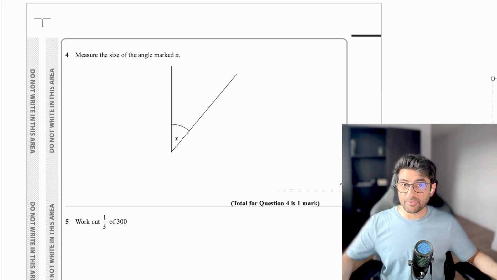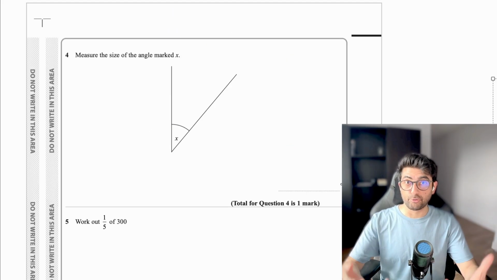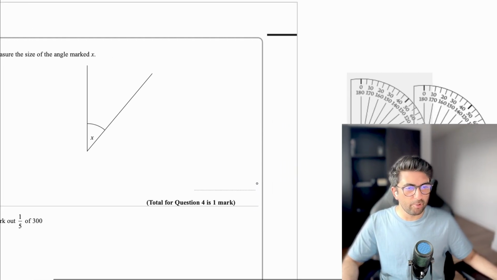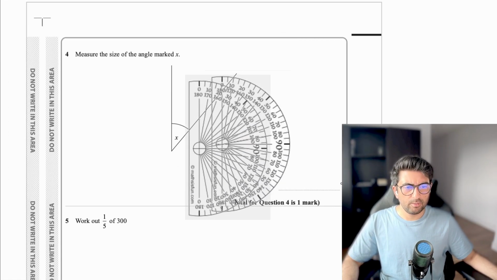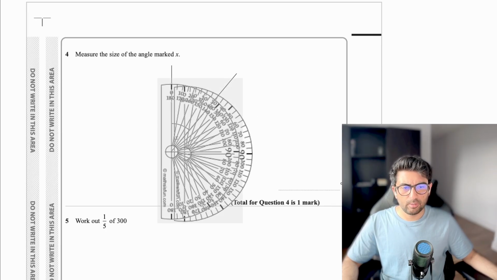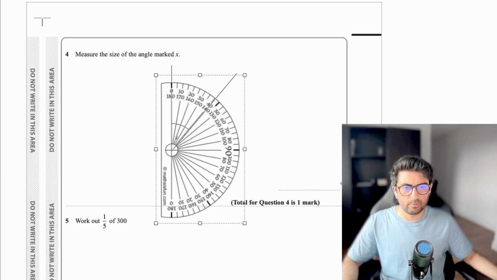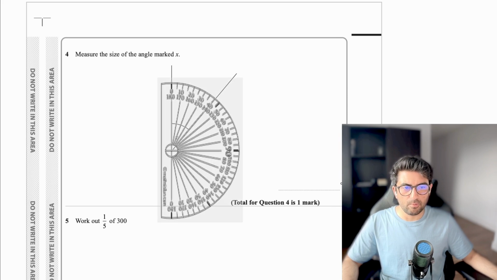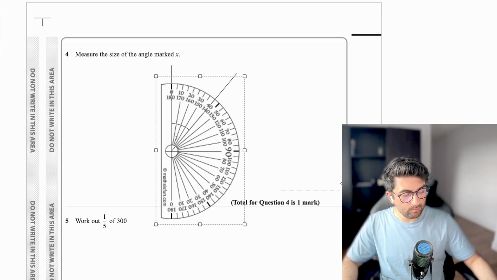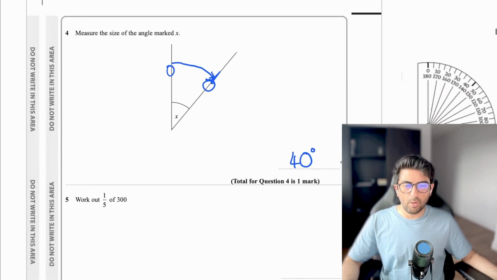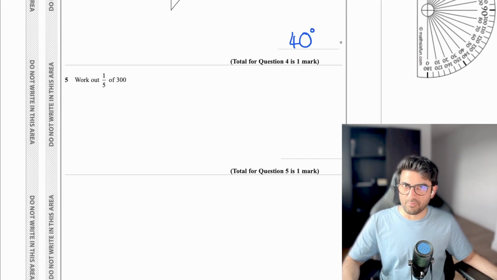So the next one says measure the size of the angle marked x. So we need to use a protractor on this. I actually have a protractor on the screen. So what we do is we just line the protractor up, put the cross on the corner, and then we just count from 0. Here's our 0. It goes through all of these and stops here. So the answer is 40 degrees.